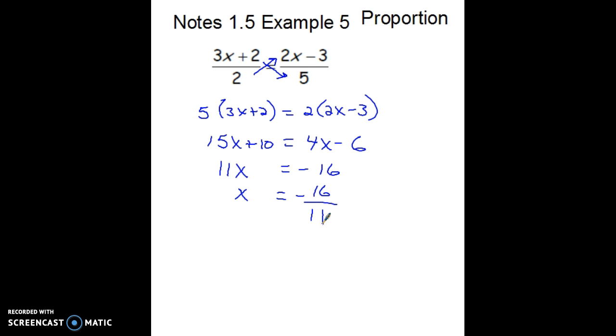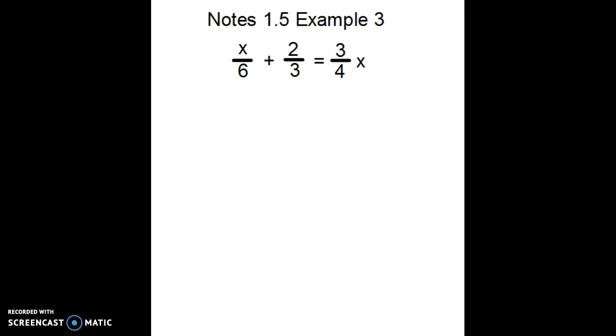So that's a proportion. Whenever you handle a proportion, you cross multiply. All right, next problem here is notes 1.5 example 3. What you want to do is multiply by the LCD. Nice little trick. This is not a proportion here. This has two fractions equaling one fraction.